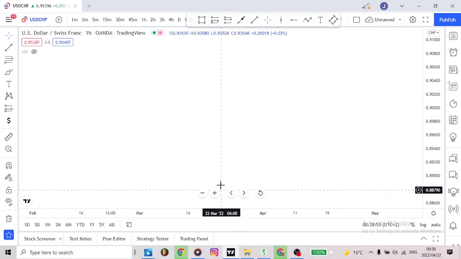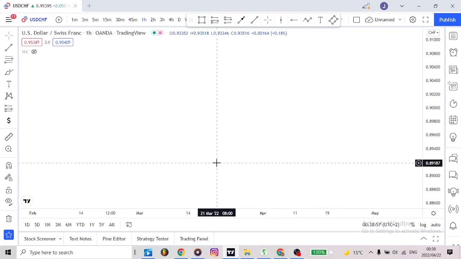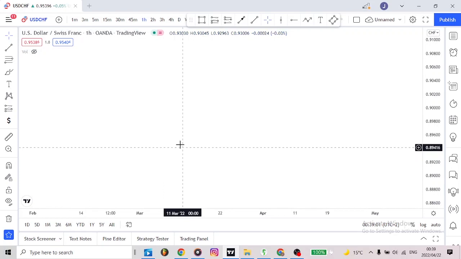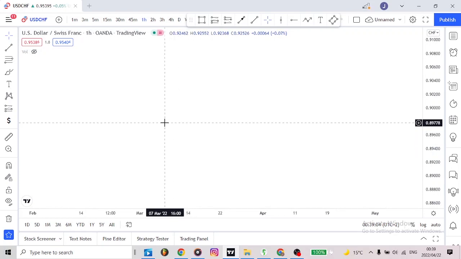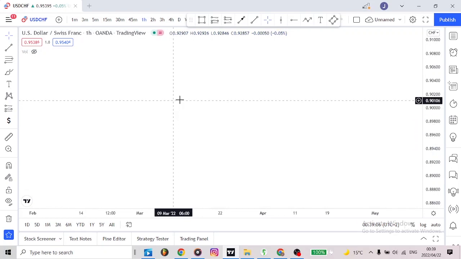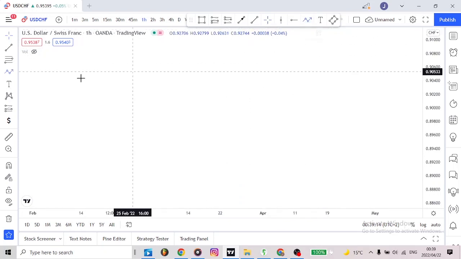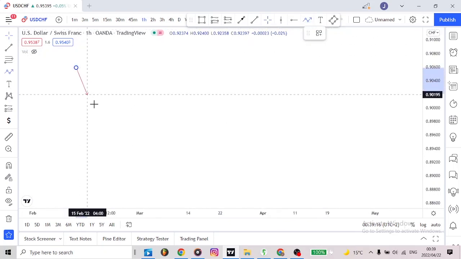Okay guys, welcome to this tutorial. On this one, as you've seen from the title, we're going to be talking about break of structure, what break of structure is, and how we use it. What does it signify? So let's say we are in a downtrend.